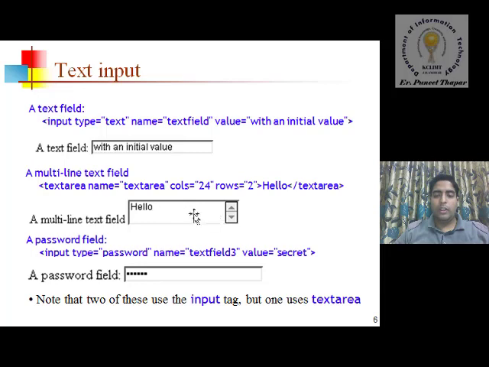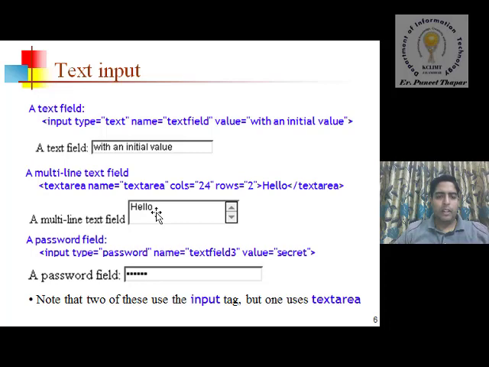Based on these single-character columns, we define the rows, that is how many rows are displayed at one time. If you want to enter more, the size will be automatically adjusted with the help of scroll buttons. But the size of this text area is defined with the help of columns and rows. And we can predefine text here, like hello. If you don't want it, you can delete it from here. And this is an example.